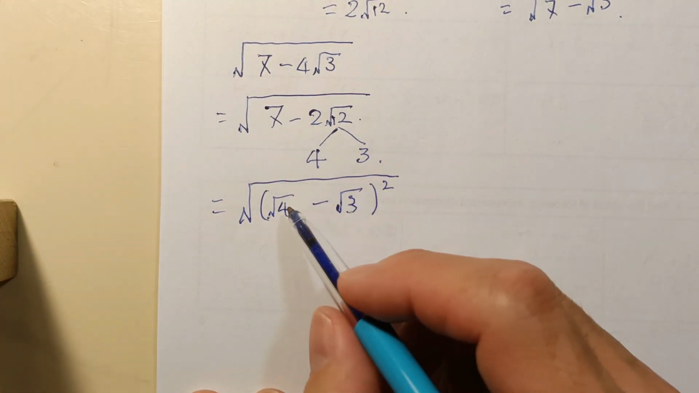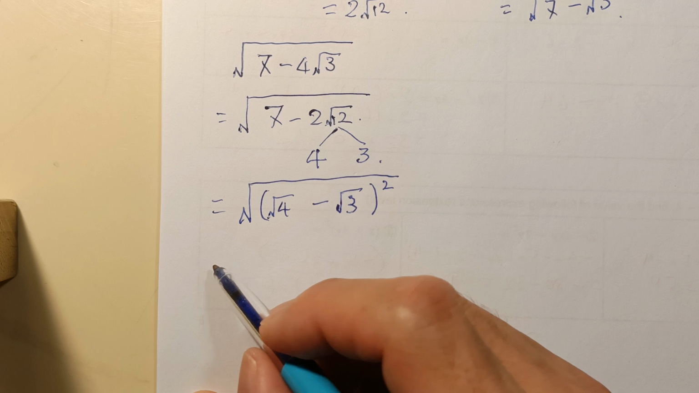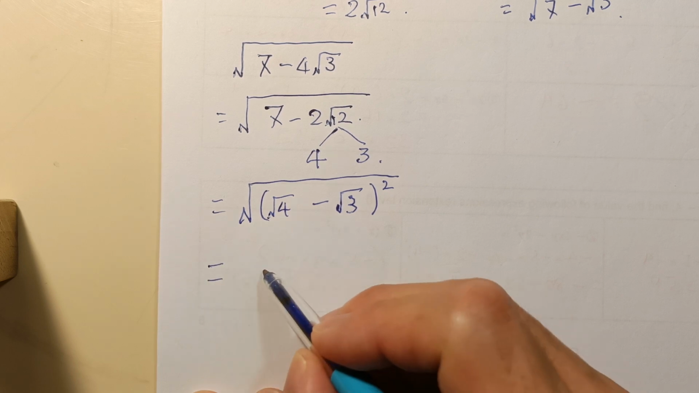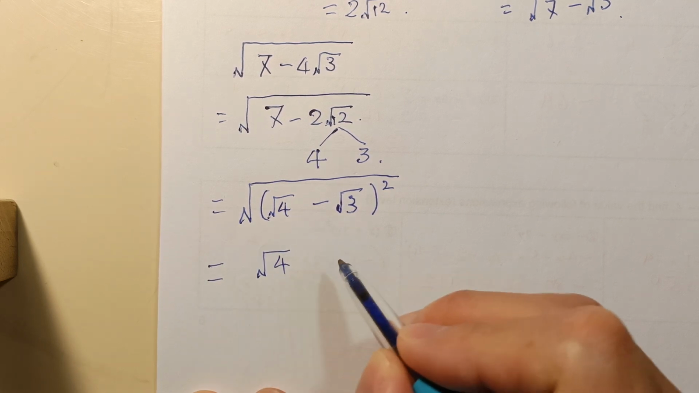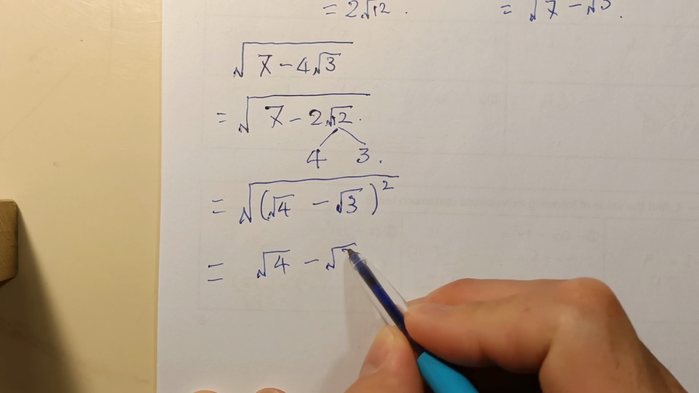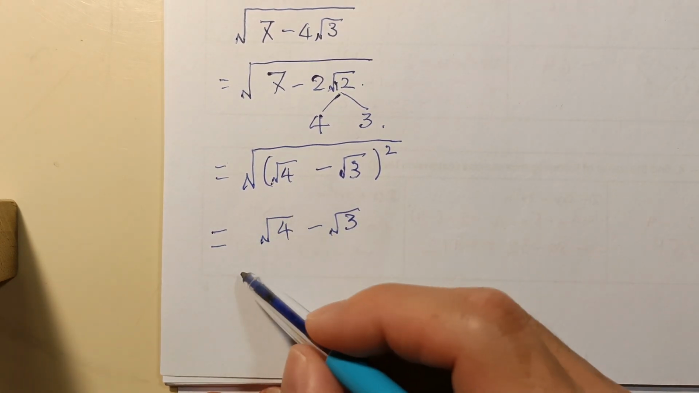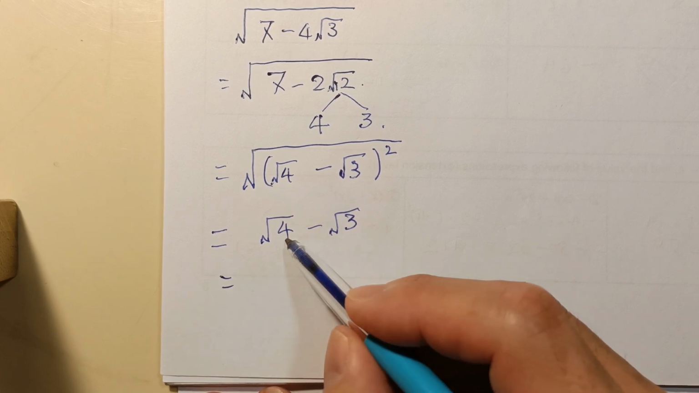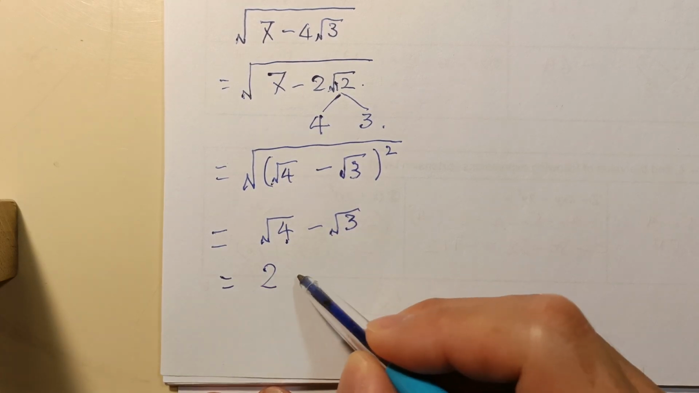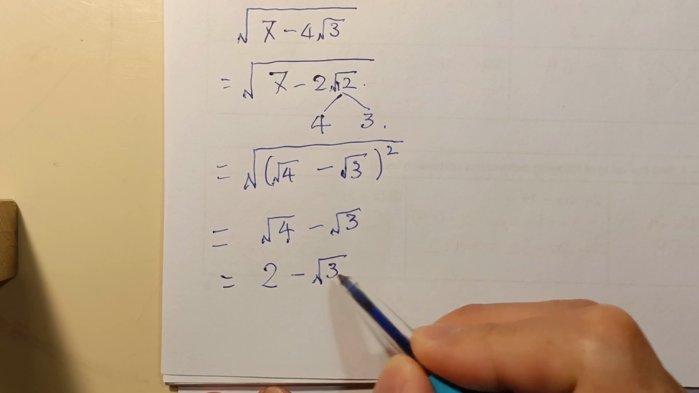And then you get rid of the square root, which is square root 4, take away square root 3. And I would like to simplify this one as well. 2 times 2 is 4, so 2 take away square root 3. Done.